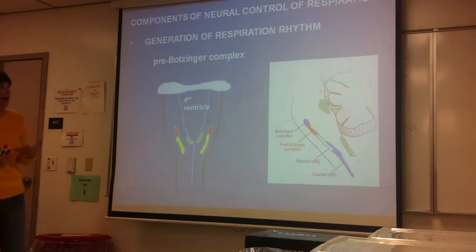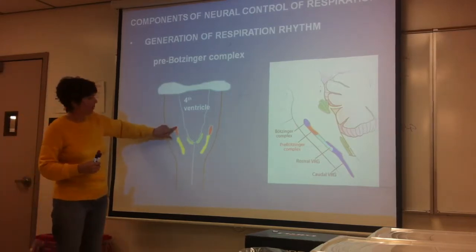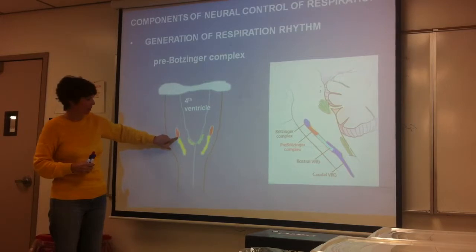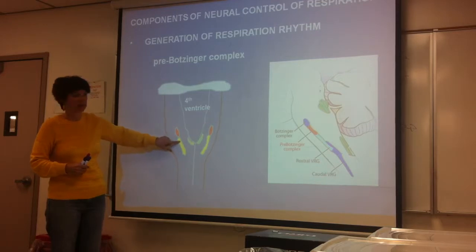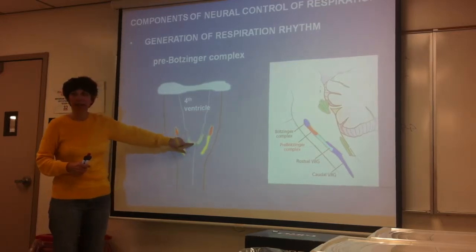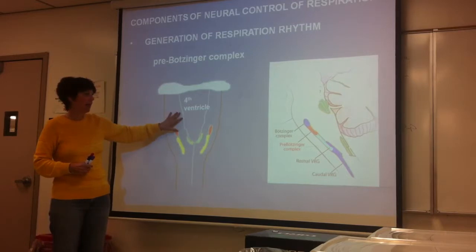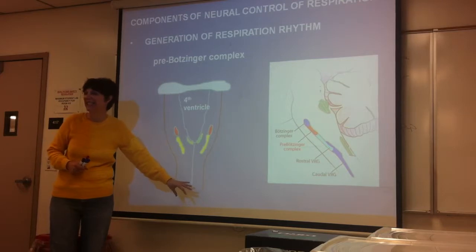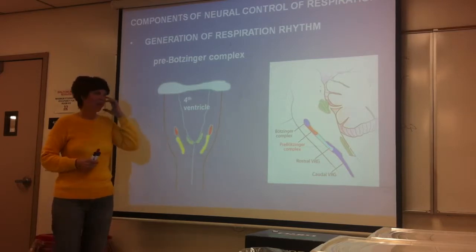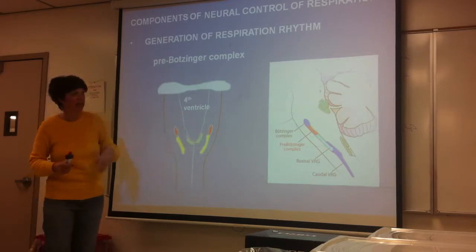Kind of the pattern generator. But it itself doesn't directly send neurons to the muscles of inspiration. So what I've shown here in red would be the pre-Botzinger complex. The yellow would be the rest of the ventral respiratory group. And then this would be the dorsal respiratory group. I drew this from another diagram that had about 10 other nuclei on there, which was way too distracting for you guys. And that's a sagittal view.